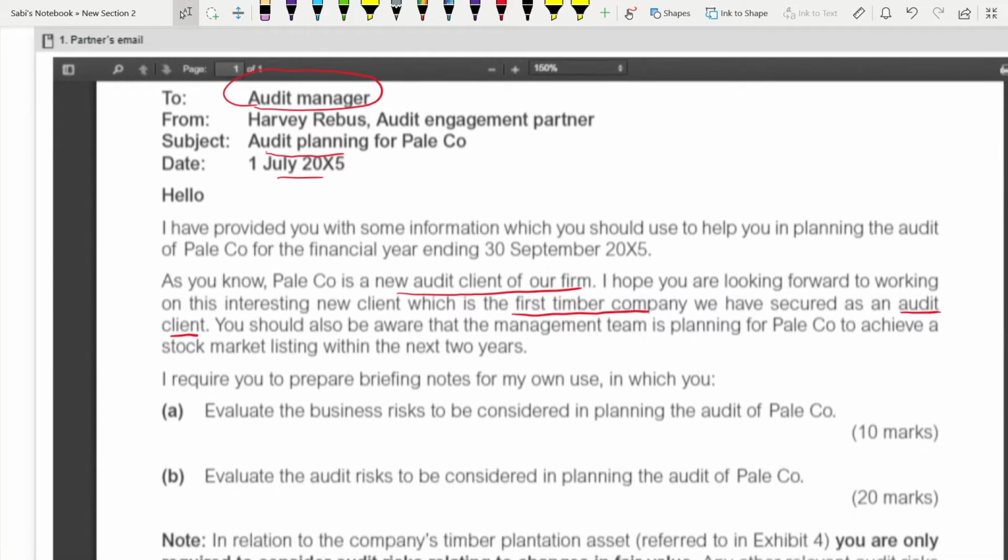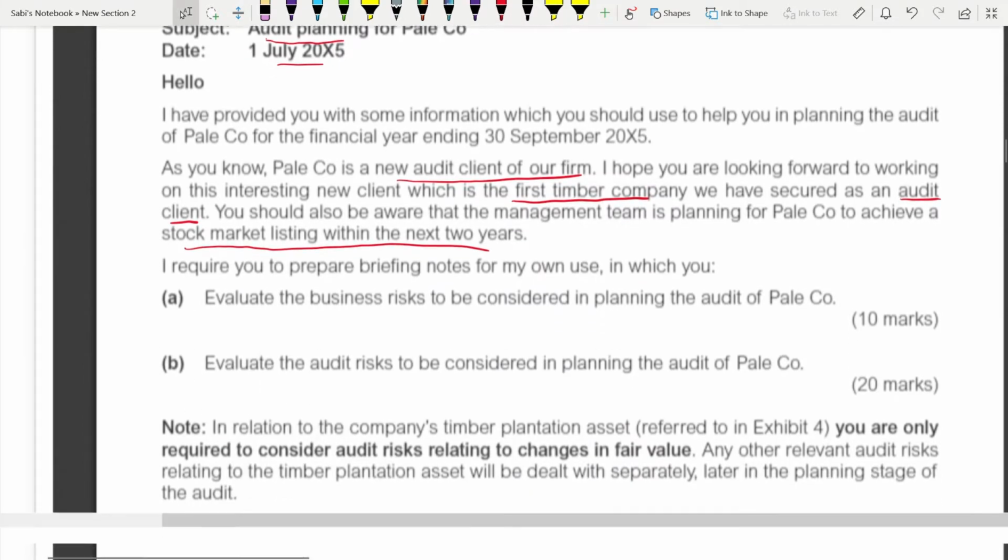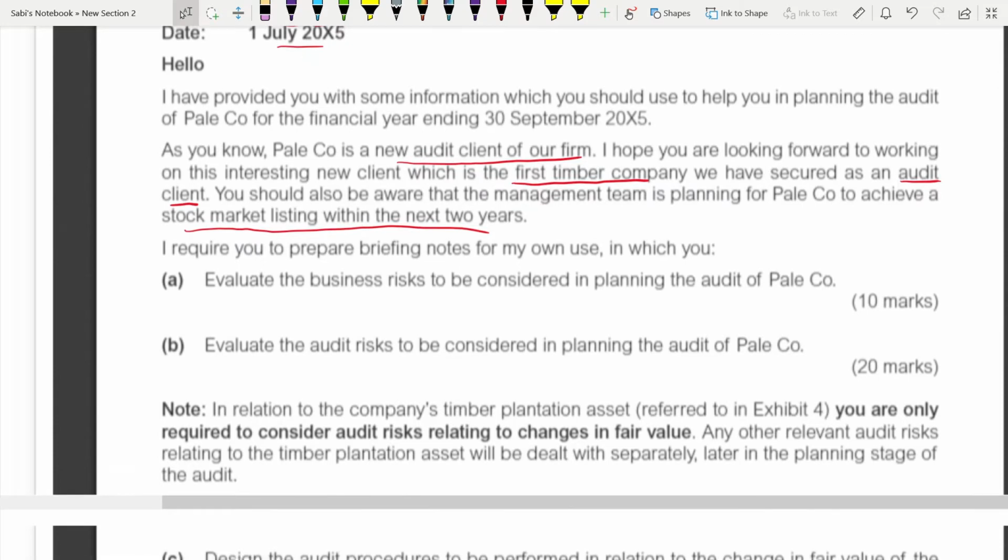You should also be aware that the management team is planning for PAIL to achieve a stock market listing within the next 2 years. So these are important facts that you have to highlight. How you are going to use them, we'll see in the answer. When we actually go through the answer, I will show you how you are going to use this.